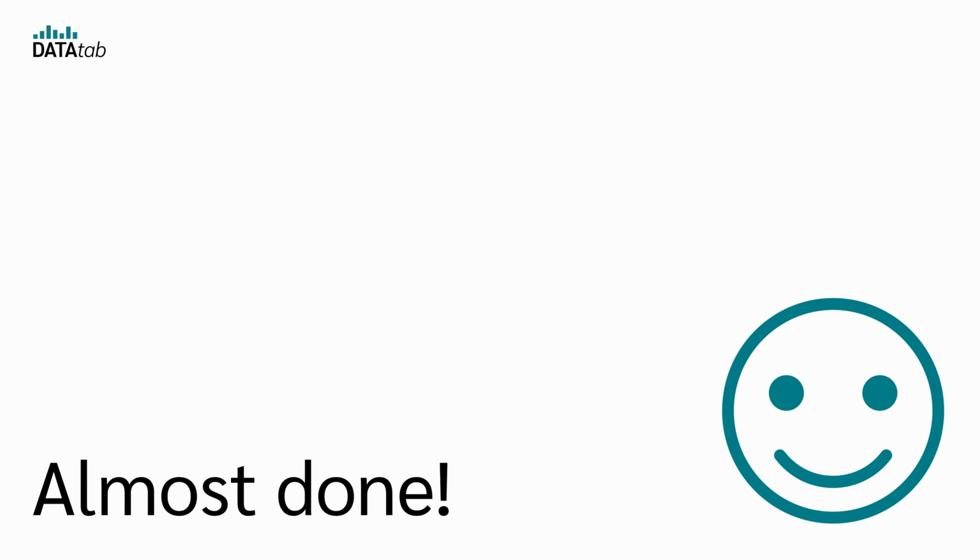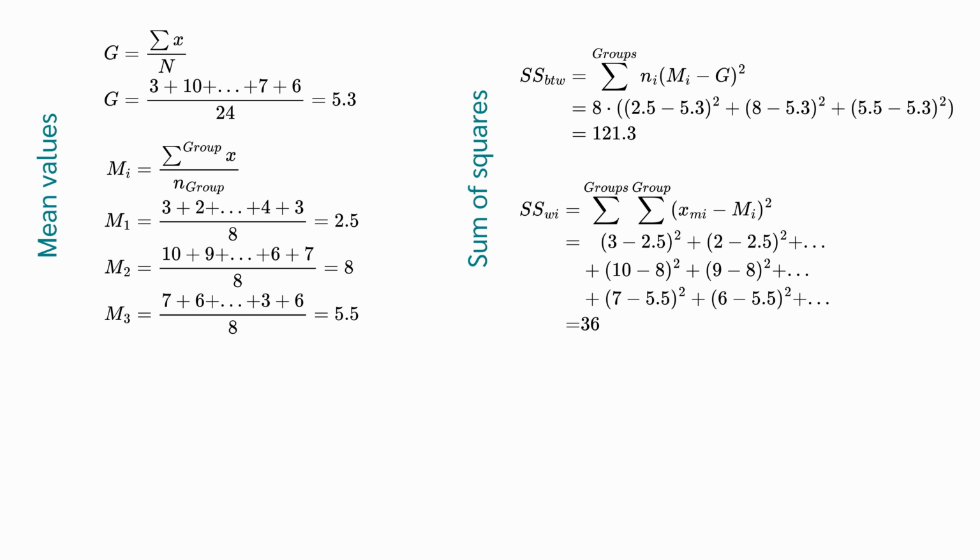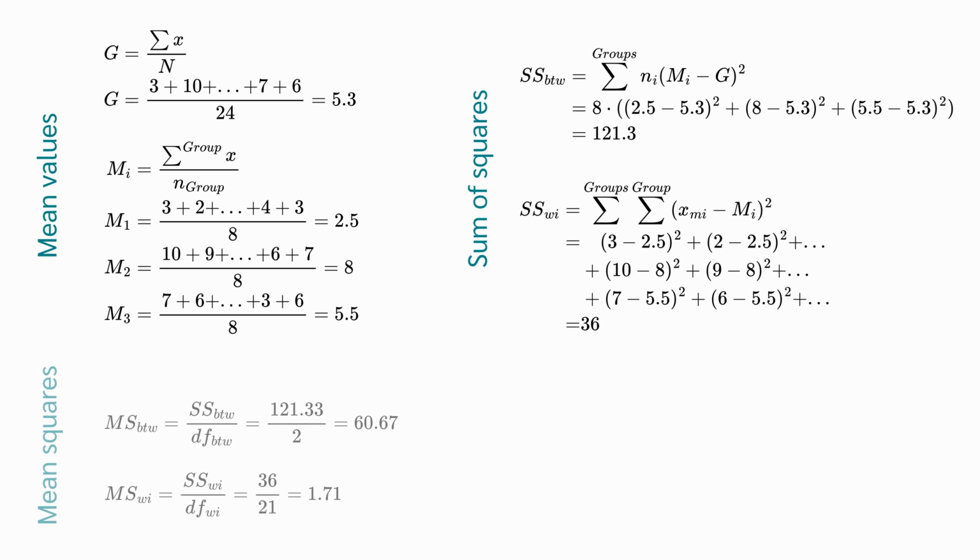So now we've almost made it. We've calculated the total mean and the group mean values. We have calculated the sum of squares between the groups and within the groups. And now we can calculate the variances within and between the groups. In most cases, however, the term variance is not used, but mean squares, which we will now also adopt.